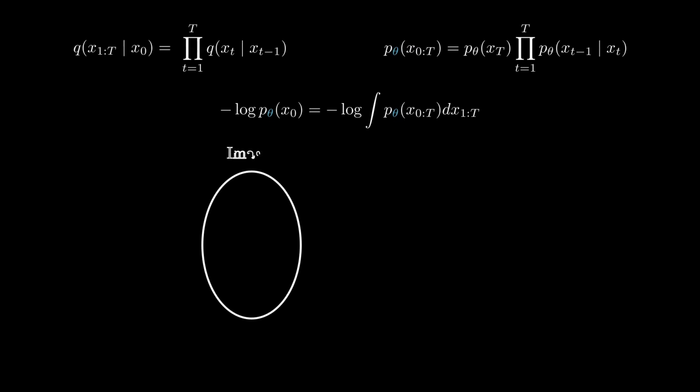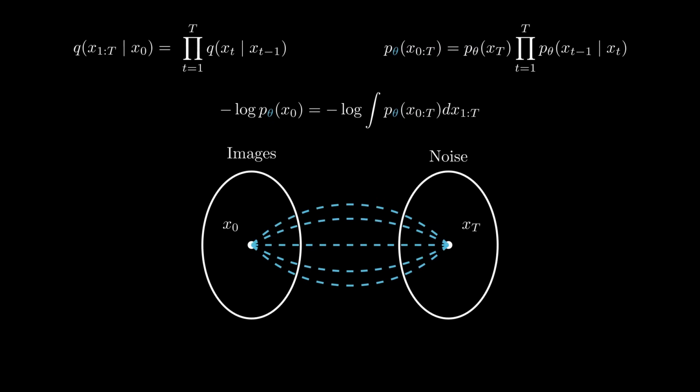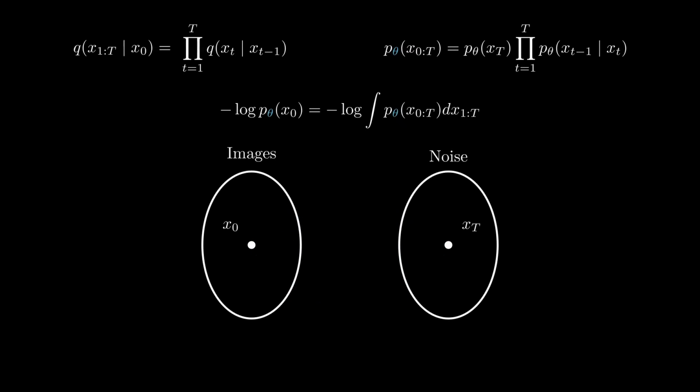Let's visualize it this way. On the left, we have the density of natural images, and on the right, the pure Gaussian noise density. We know that there are paths connecting images to noise, such as our forward process, and we assume that there exist paths connecting noise to images. The formula tells us that we should sum over all these possible paths to obtain the negative log likelihood. Of course, there are way too many possible paths for us to compute this quantity. We say this quantity is intractable, meaning we can't realistically compute it exactly.